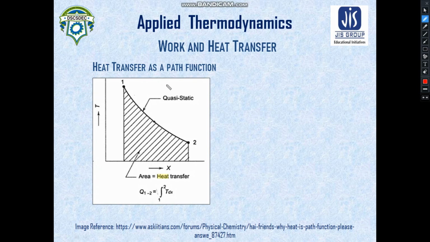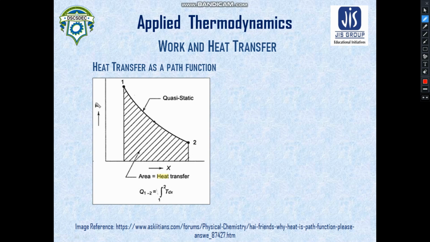So depending on the paths, the heat transfer needs to be calculated. If you find a quasi-static path, then the area under that path will depend on the amount of heat which is being transferred. So whenever you see a system changes its state from 1 to 2 following a quasi-static equilibrium process, then the area under this curve will give you the relevant information about heat transfer.